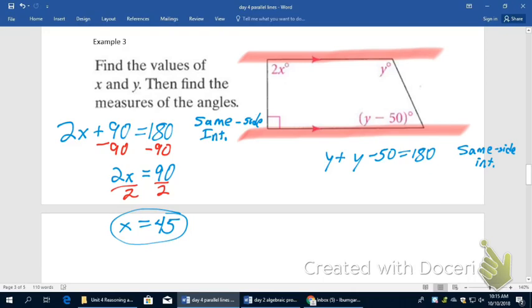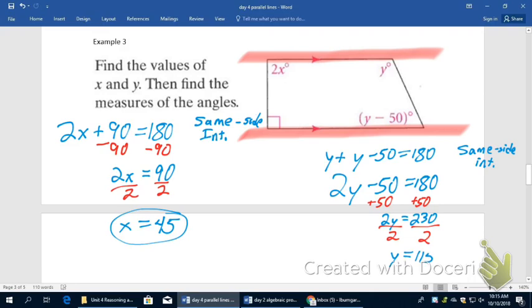Now that I've got that set up of adding y and y minus 50 equal to 180, I'm going to combine like terms. Y plus y is 2y. I'm going to add 50 to both sides. So 2y equals 230. And then I'm going to divide by 2, and y is equal to 115. That's my answer for y.